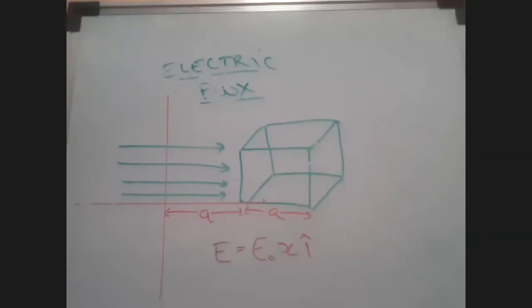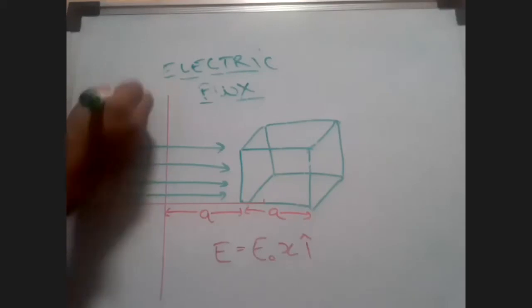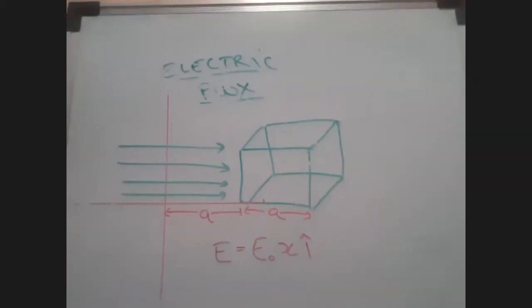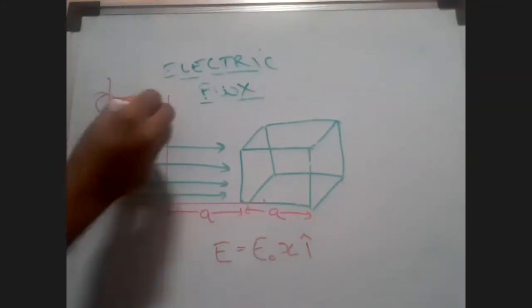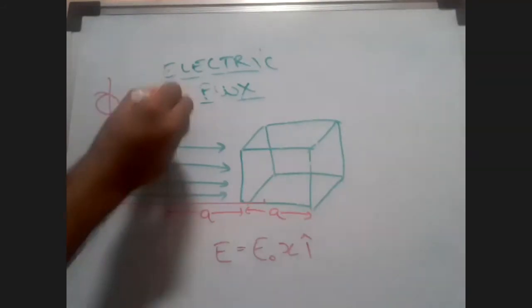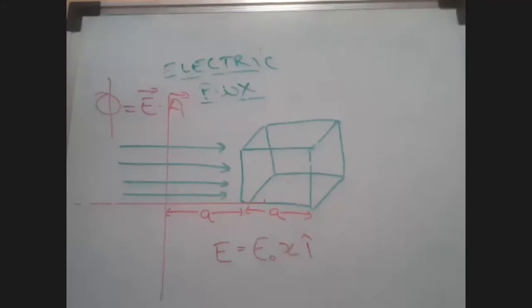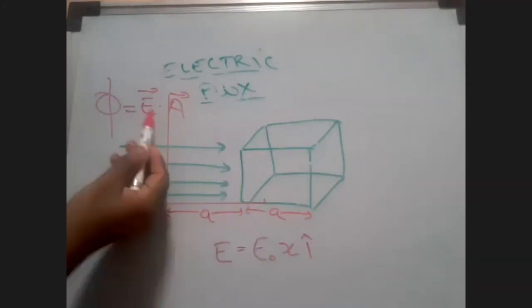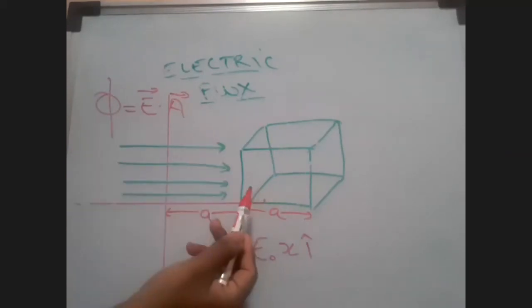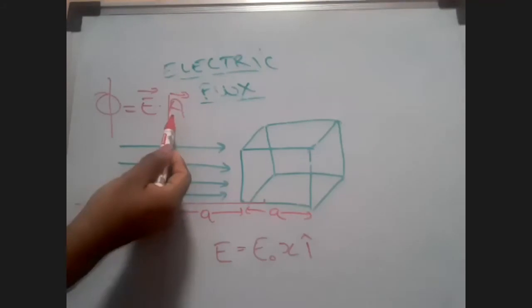So flux, I said, depends upon three things. I'll write it here. Phi is equal to E dot A. So electric field into area vector. Basically the amount of electric field lines that pass through a surface affects the flux. More electric field lines will give you more flux. This is the area vector.